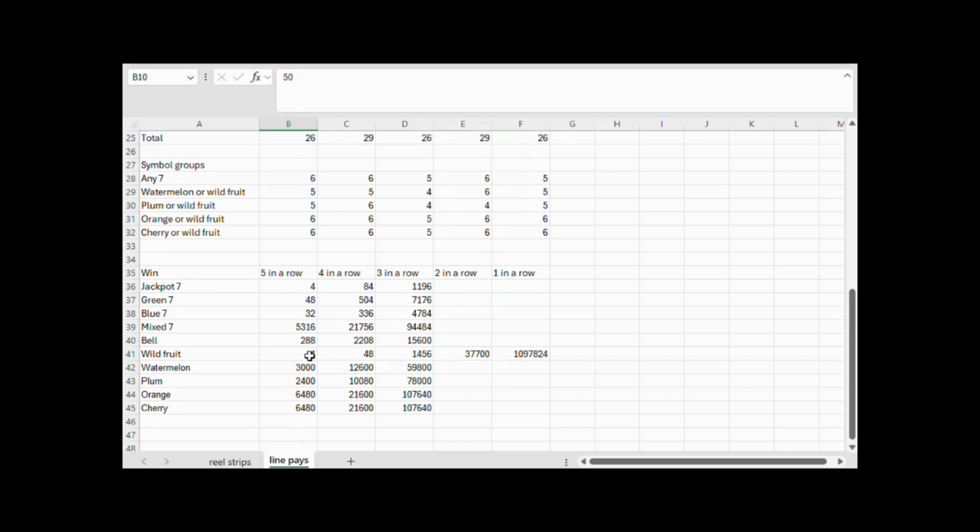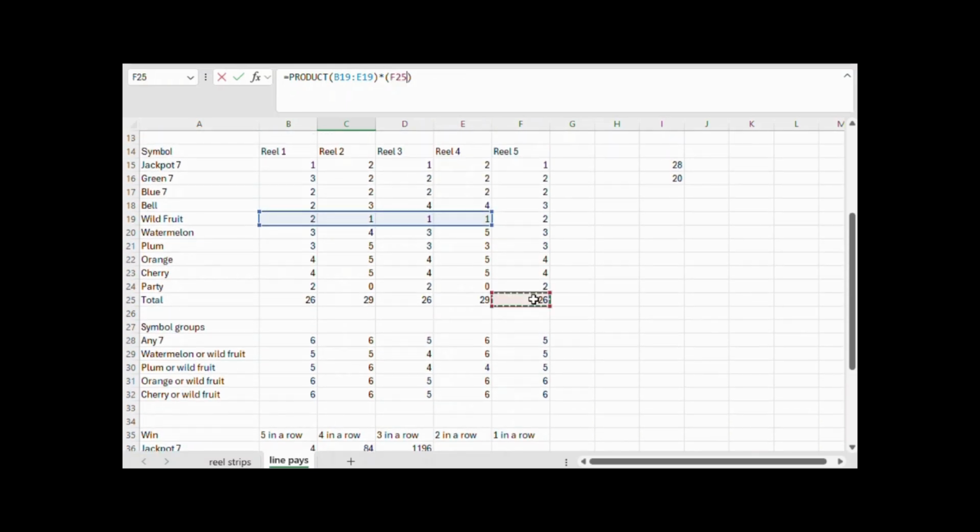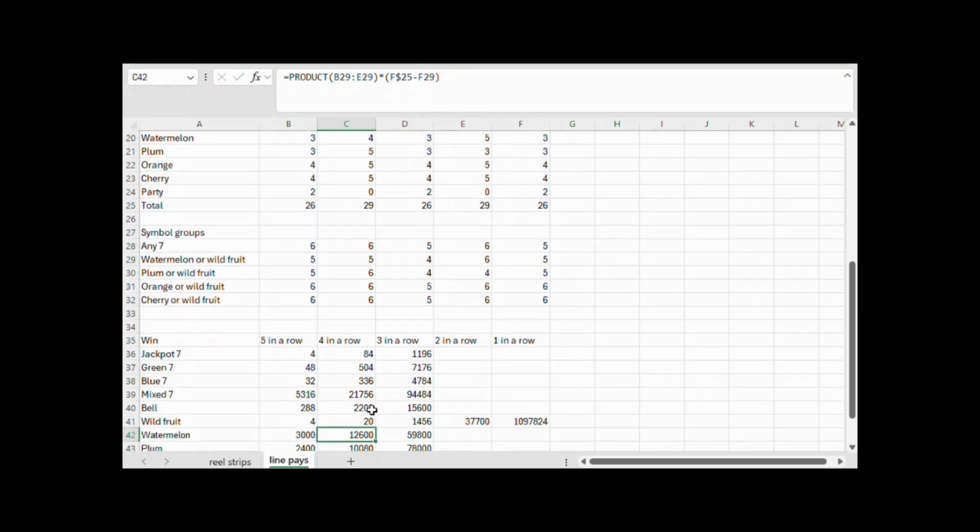So let's go down here to the number of combinations for 4 wilds, and I'm going to subtract out the number of ways to get anything minus the number of ways to get a wild or any kind of a fruit. So that brings that number of combinations down to 20.